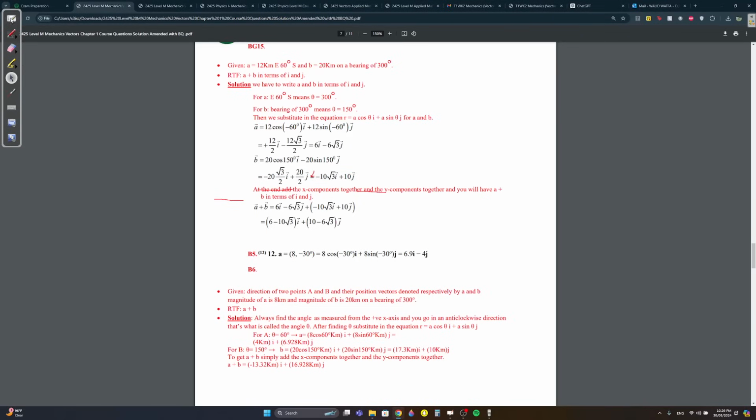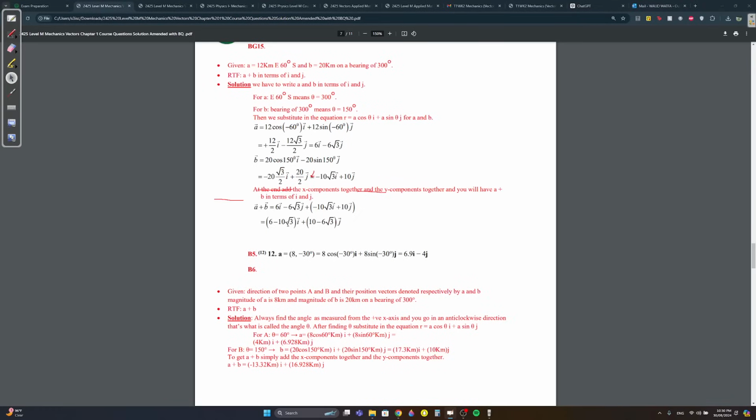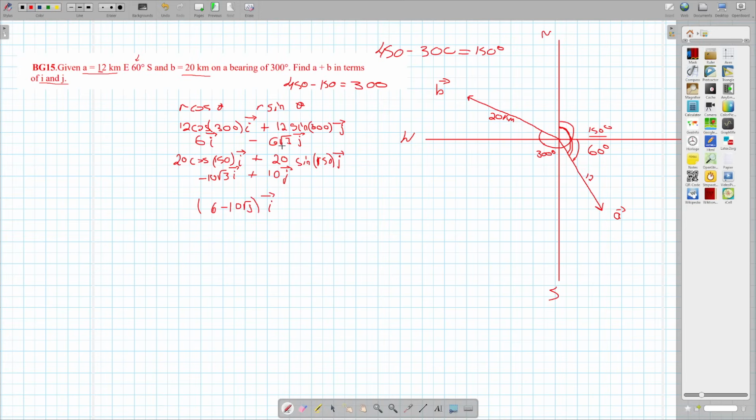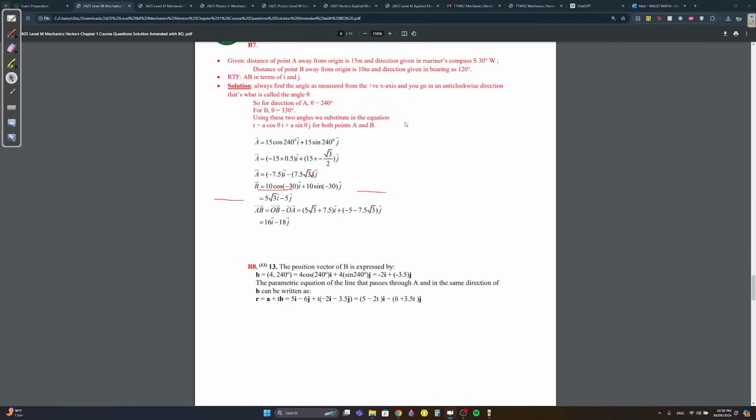Obviously when you want to add them together, we add the i's together and the j's together. So 6i plus minus 10 radical 3, we just keep it as 6 minus 10 radical 3 i. And then for the j's, we do minus 6 radical 3 plus 10, j. I think that's it for this. Okay, we're done with the grids, but one more question I saw.